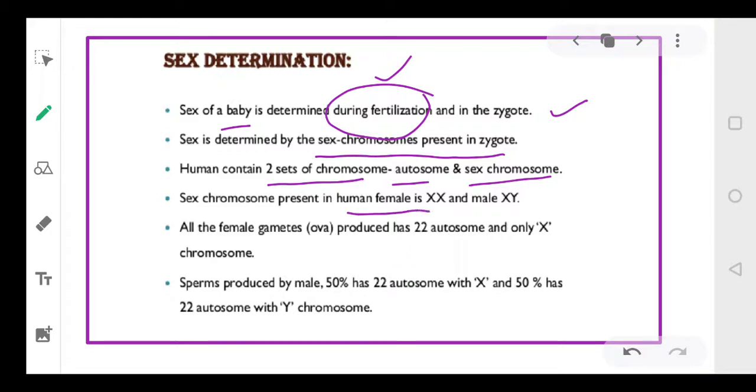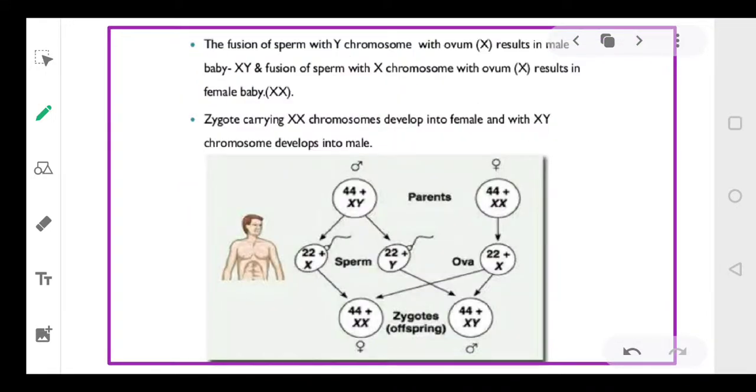Okay, a human female has XX and a human male has XY. So in the case of females, all eggs will have only the X chromosome, while in the case of males, 50% of the sperms will have the X chromosome and 50% will have the Y chromosome. Let's see it diagrammatically. In males it is XY, in females it is XX. So in the male there is formation of two types of gametes, X and Y, while in the female only X eggs will be formed. There is an egg that contains only the X chromosome.